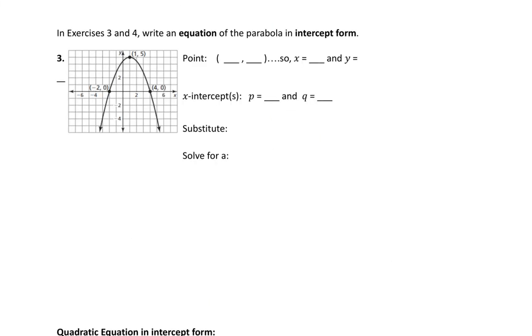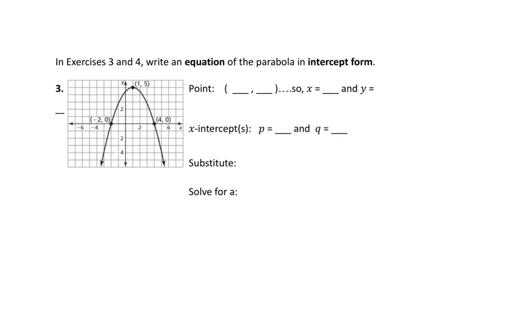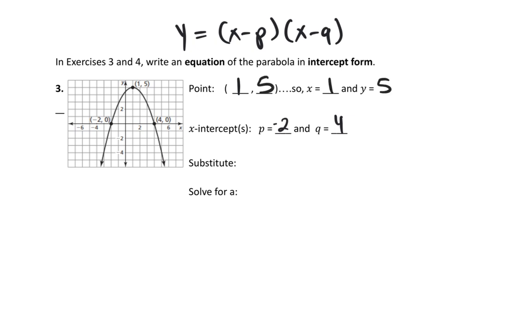Okay. The other form we're going to learn is intercept form. It's called intercept form because it gives you p and q, and p and q are the x-intercepts. So my x-intercepts are both p and q. That means these are my x-intercepts. One of them is p, the other one is q. The other point I'm going to use, in this case, it happens to be the vertex. It doesn't have to be the vertex because I'm just using the x and the y value. It doesn't have to be h and k.